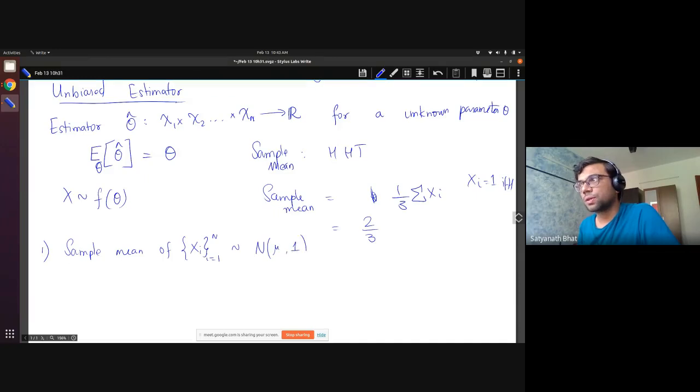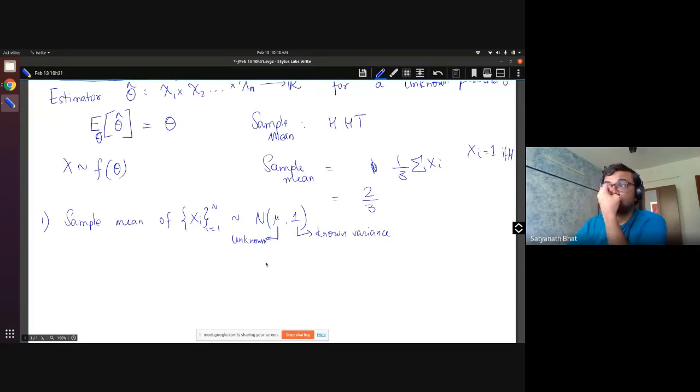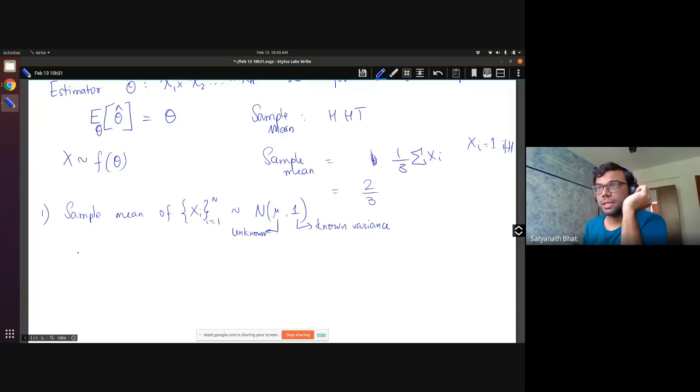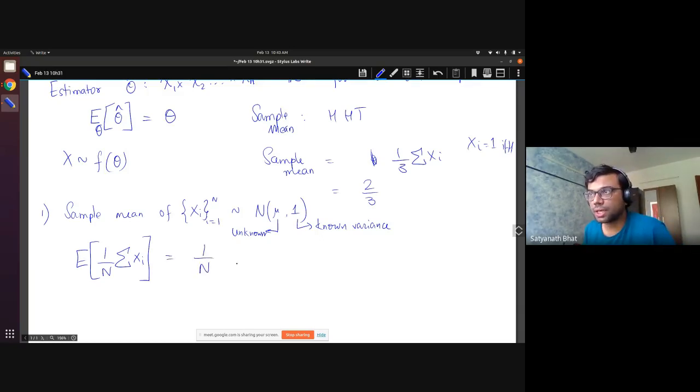Oh, this is an unknown parameter. Okay, so now, basically the sample mean: we want to find out what is the expected value of 1 over n summation xi. Okay, so let's do the algebra. We will get 1 over n outside, and you can push the expectation inside due to the linearity of expectation. You will have something like this.